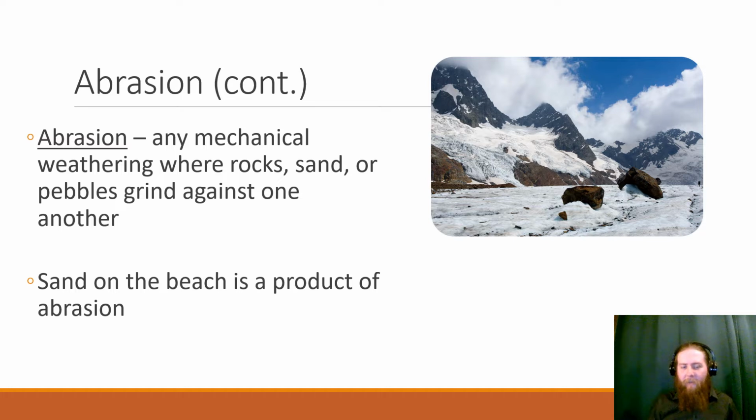All of the sand on the beach is a product of abrasion. These very big chunks of rock here, as they were getting dragged along by this glacier before it melted, are doing a lot of abrading. There's lots of smaller bits in here that you can see have been scraped and ground down and twisted into these much smaller pieces.